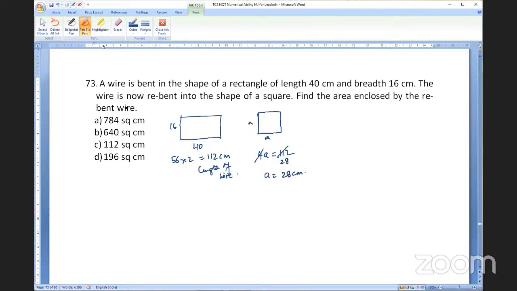Find the area enclosed by the rebent wire. We just need to find how much is 28 square. That is 784 centimeter square, the area enclosed by the rebent wire. They are asking about the area. Area of the square we need to find. Area of the square will be 28 square, which is 784 square centimeter. Option A should be the pick.